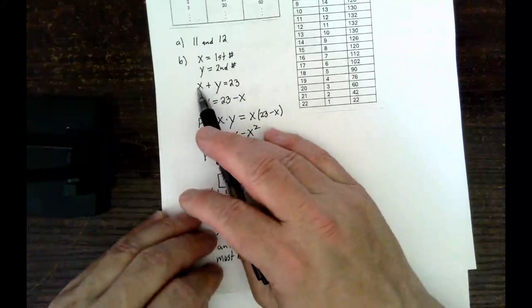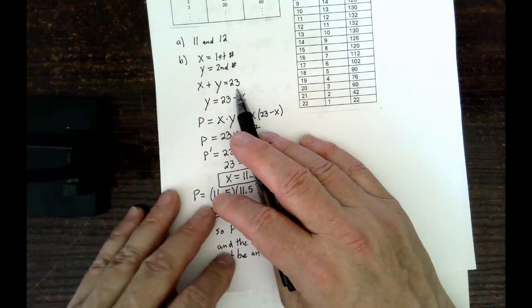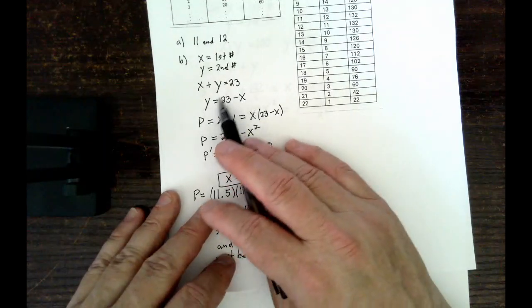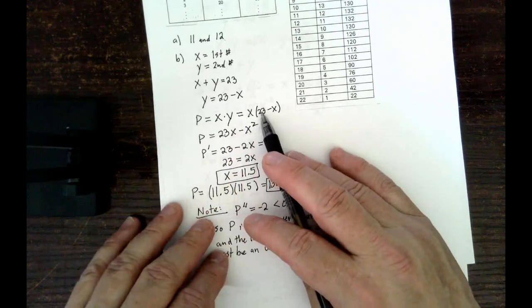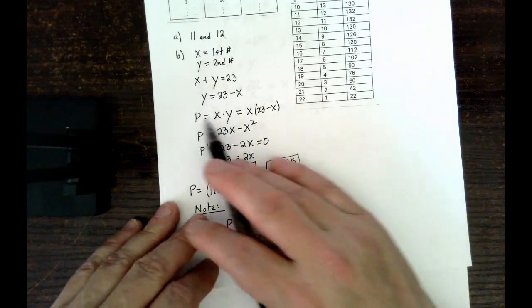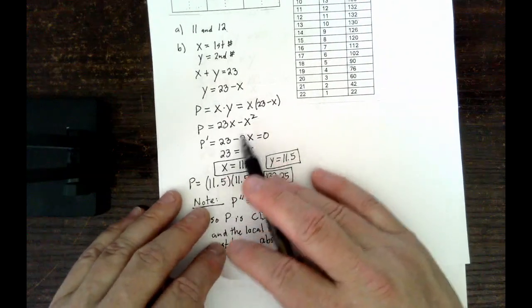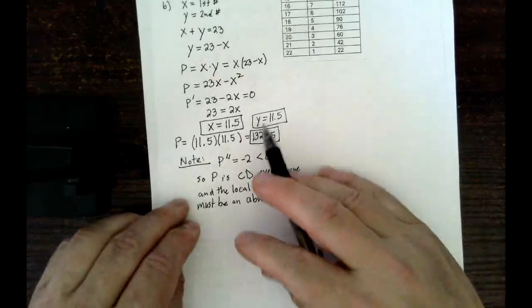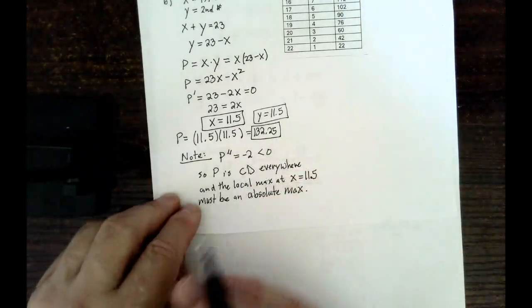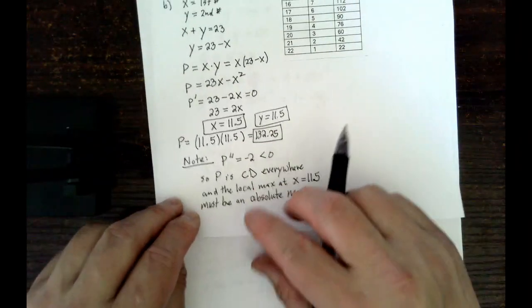But if you let x and y be your two numbers and they add up to 23, then you can say y equals 23 minus x. And you can plug that in for y, and now you've got a formula in terms of x only, which is the product. And when you take the first derivative and set it equal to 0, you get 11 and a half. And you get 11 and a half for y as well. So 11.5 is your actual best answer.